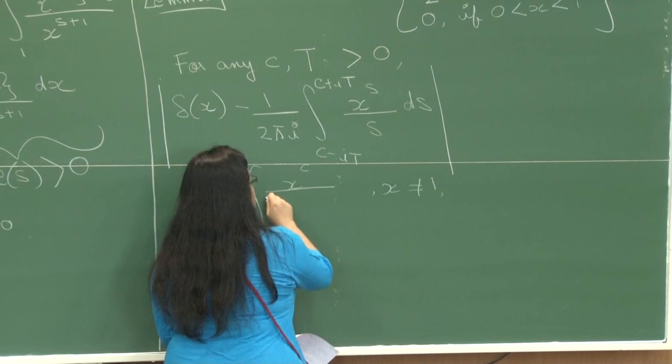All right. So, you have the integral from C minus IT to B minus IT, plus the integral from B minus IT to B plus IT, plus the integral again from B plus IT to C plus IT, okay, of this function.